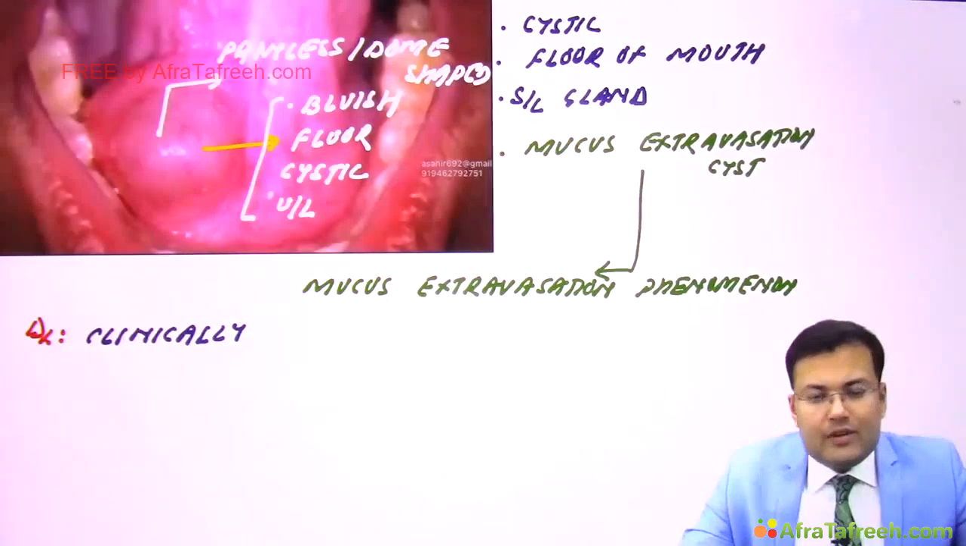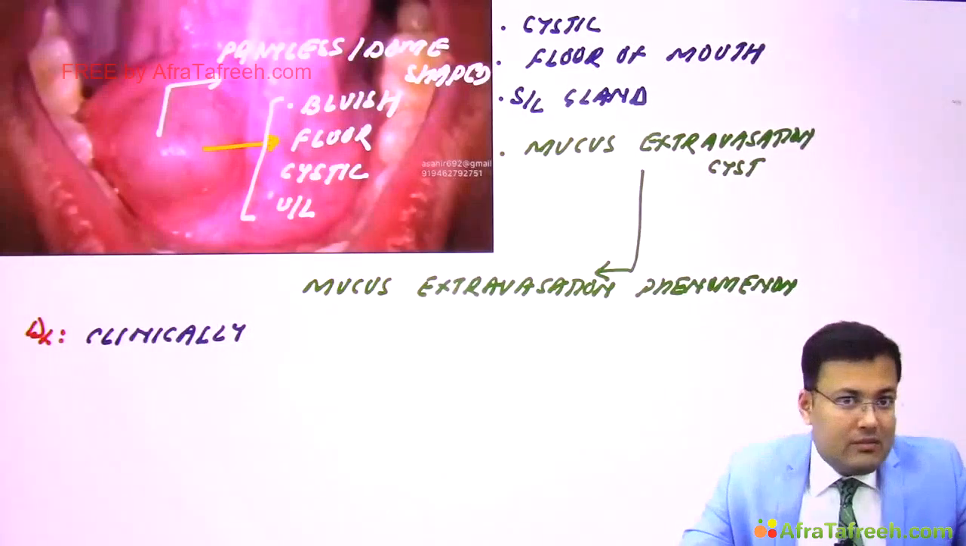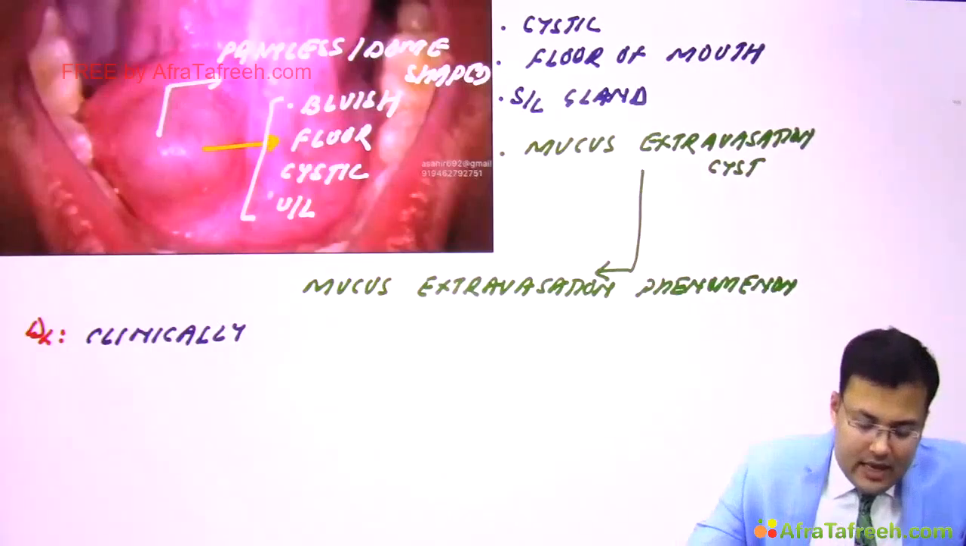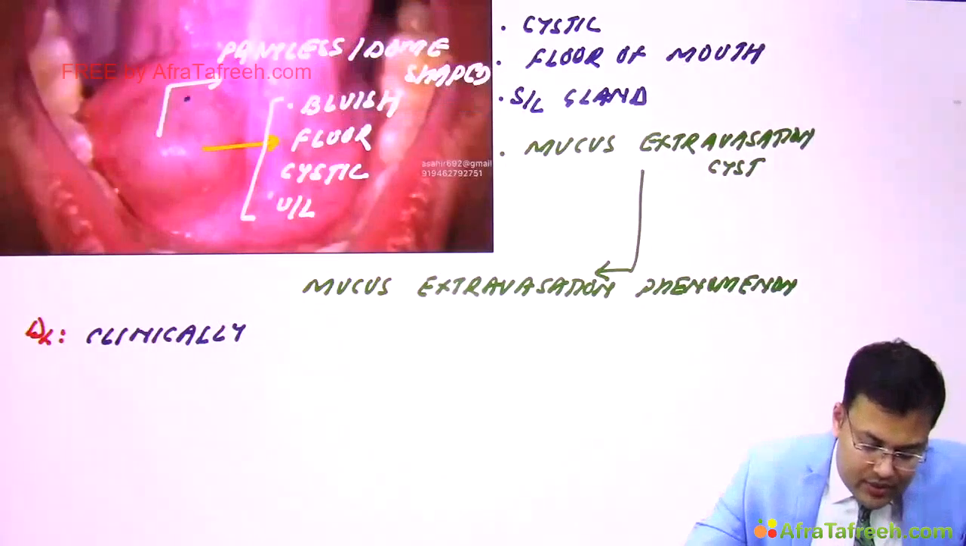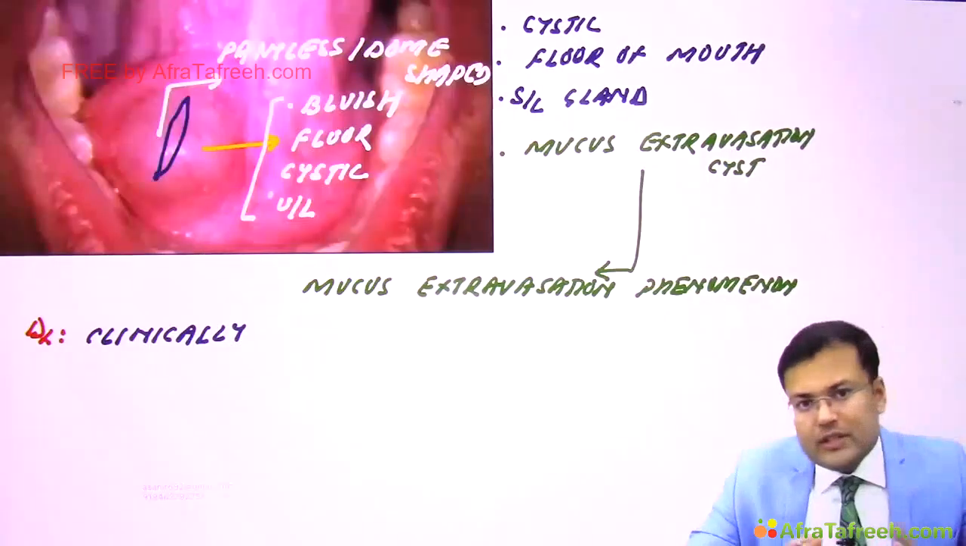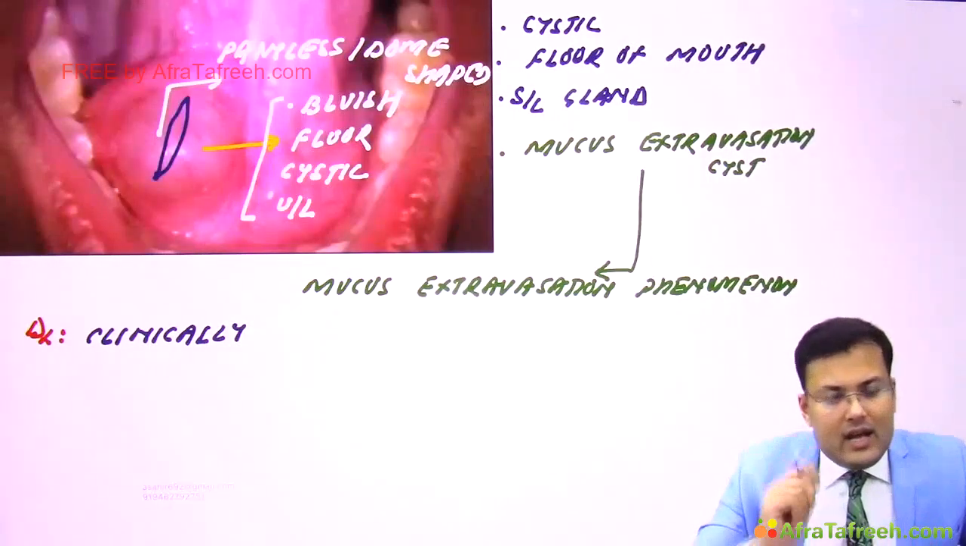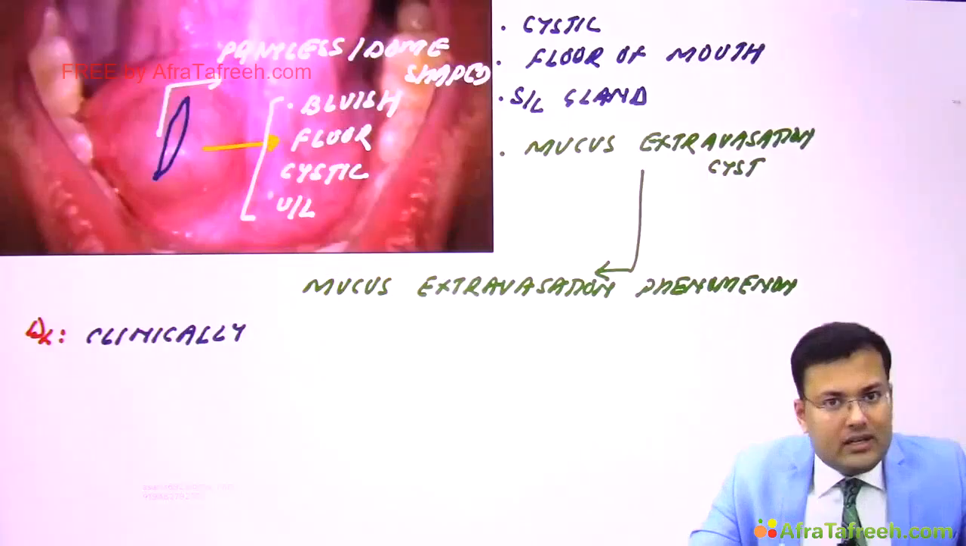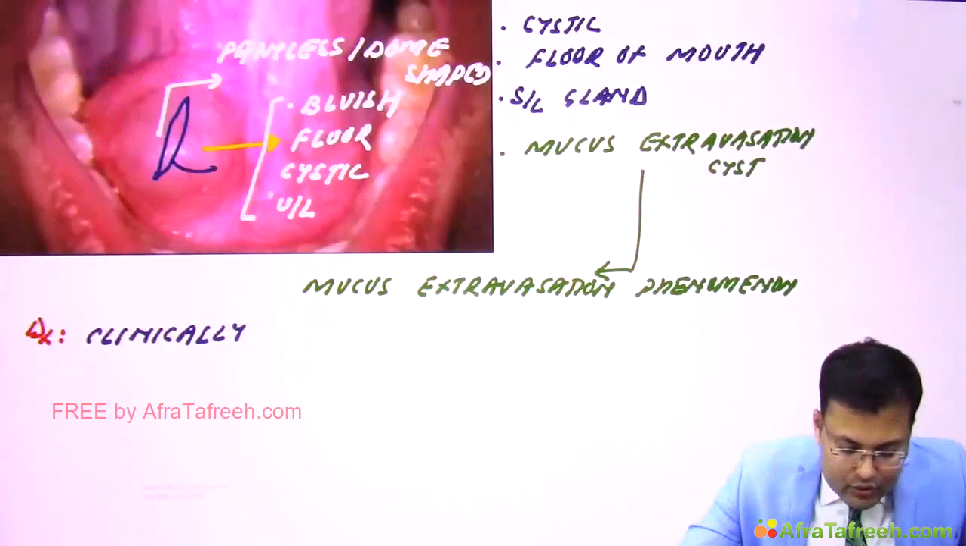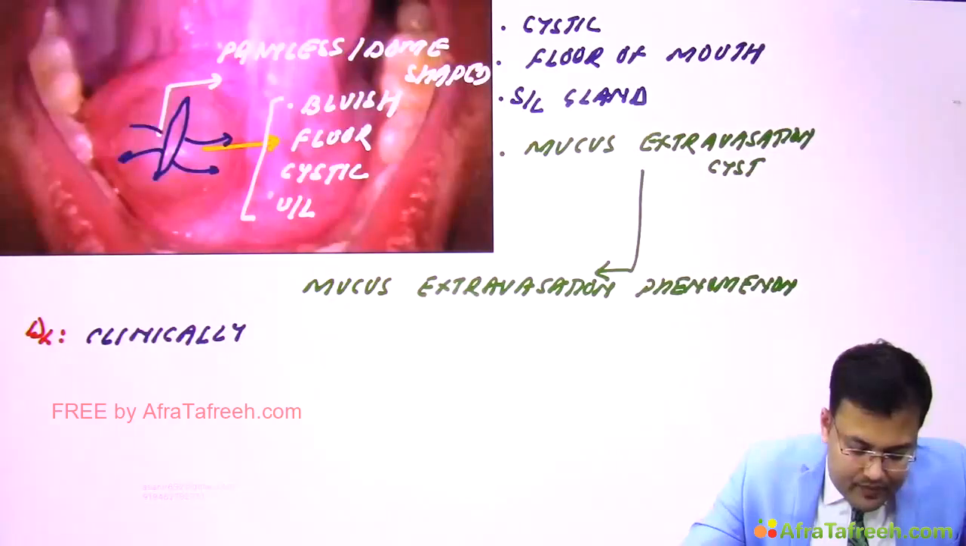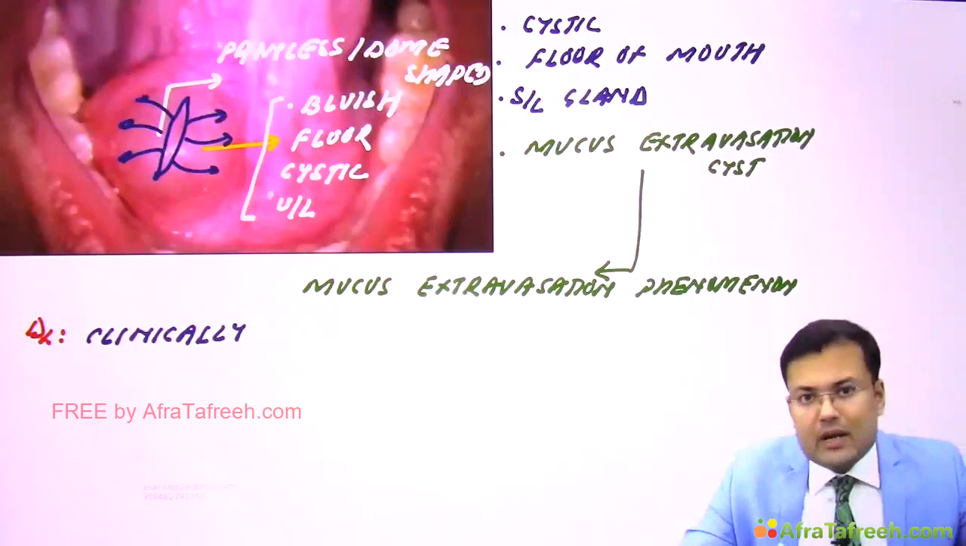We are going to perform the marsupialization. What is marsupialization? This is the ranula. You give an incision over the cyst. So for cystic swelling, you give the incision, and after giving the incision, the content is sucked and the wall is sutured to the surrounding. Clear? So this is marsupialization.